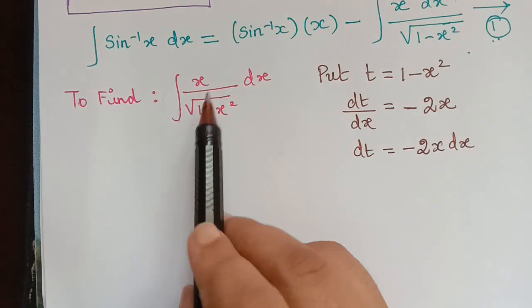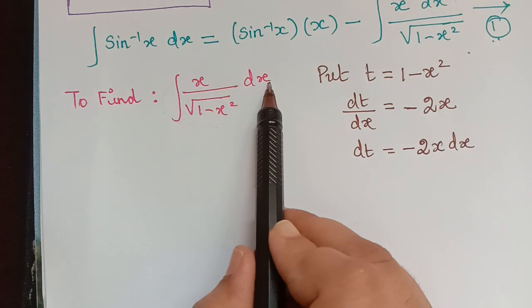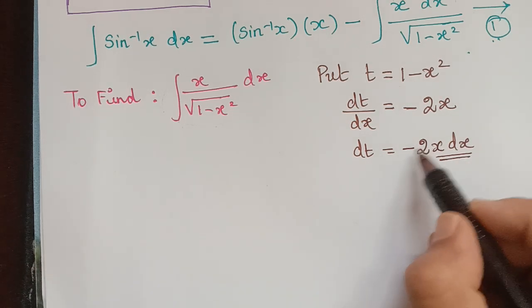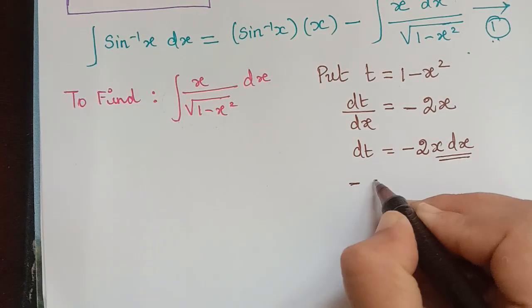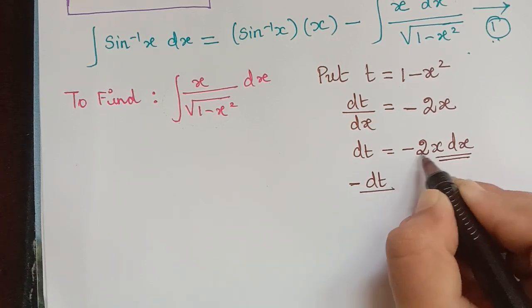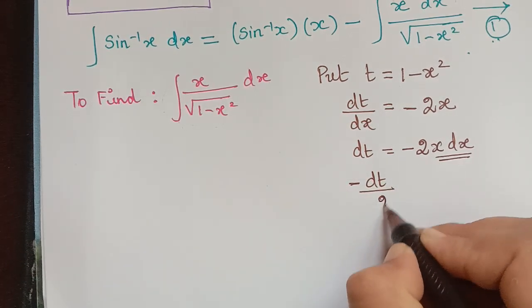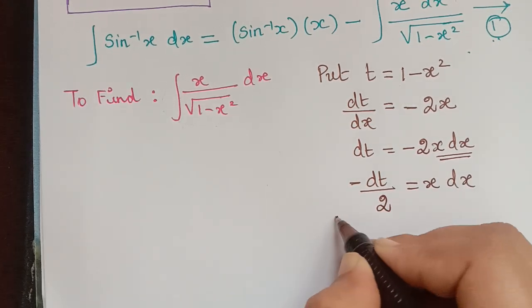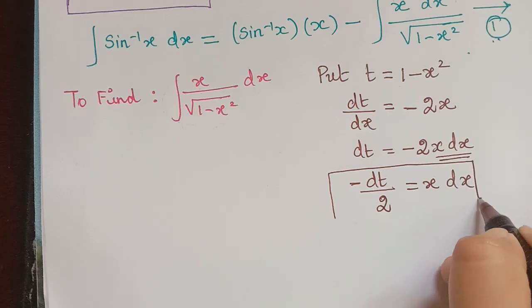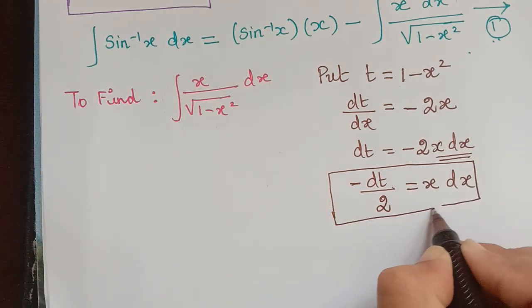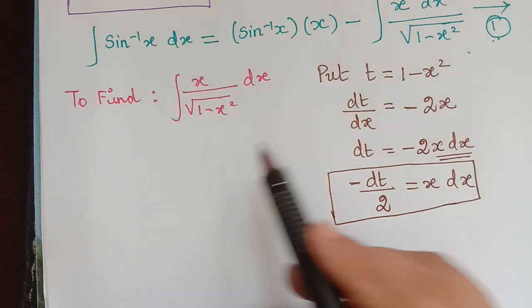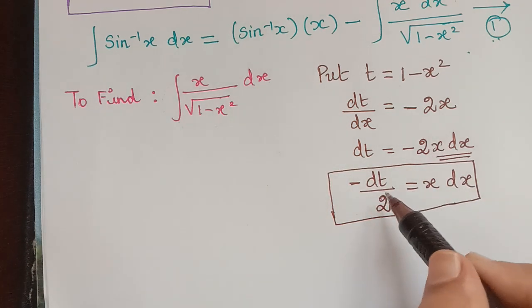Now in the numerator, if you observe, we have x dx. So we have x dx here. So let us take this negative 2 to the left. So it will become negative dt by 2, the 2 comes to the denominator, so negative dt divided by 2 is equal to x dx. So for the denominator we have made a substitution, and from which we have got a substitution for the numerator. So we have converted everything in terms of t.